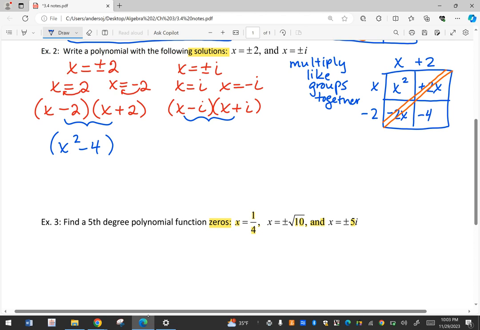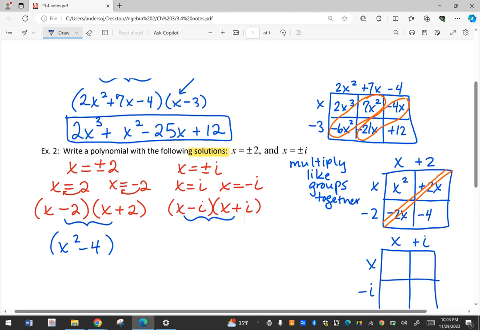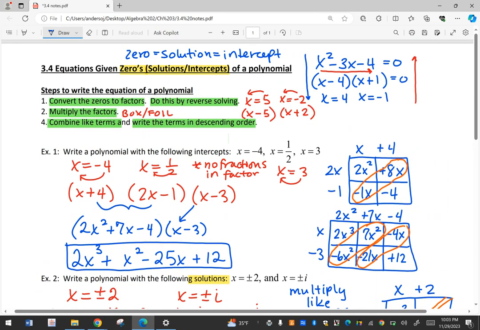Now that was pretty easy because it was just numbers, so I'm going to move to the next one and we're going to talk about the next step. So x plus i times x minus i. Now I'm going to come all the way back up to the top and make a note here just for our reference.